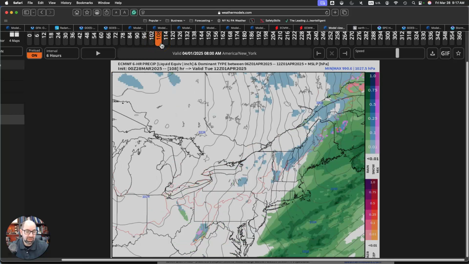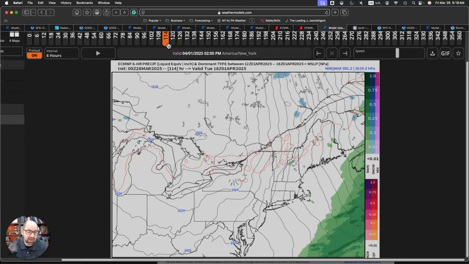High pressure builds in. Look for low temperatures to range from the mid to upper 30s over the higher elevations, upper 30s to lower 40s over the rest of the interior, mid to upper 40s along the coast. Look for high temperatures with clear skies on Tuesday afternoon, ranging from the upper 30s to mid 40s over the northern interior, upper 40s to lower 50s in the Delaware River Valley, lower to mid 50s along the coast.